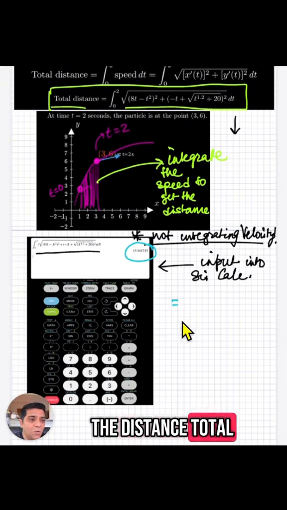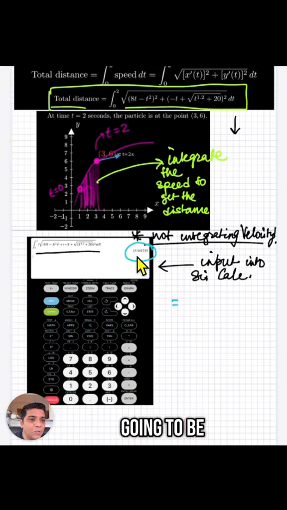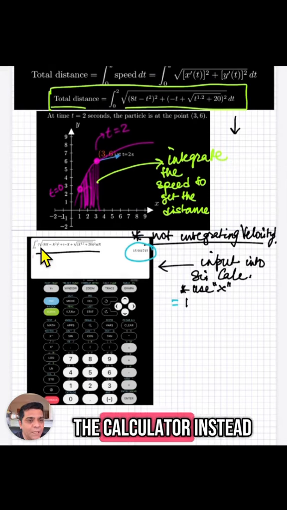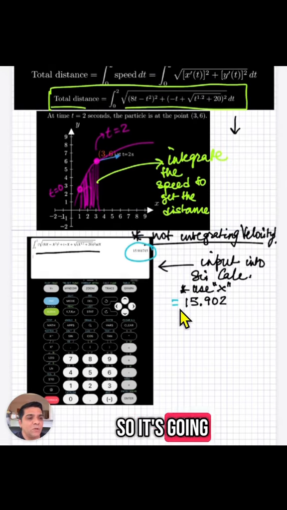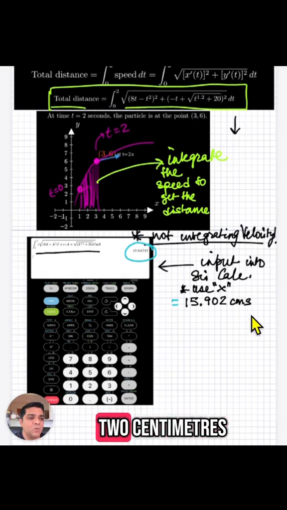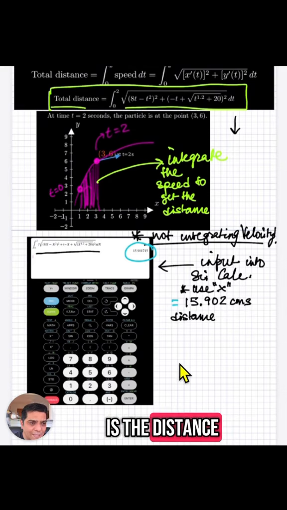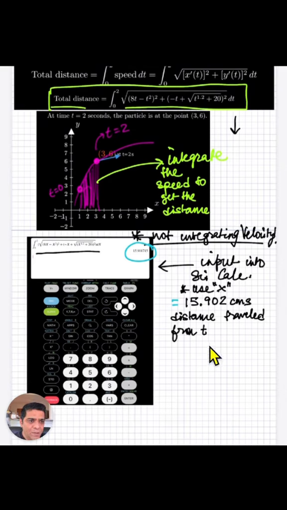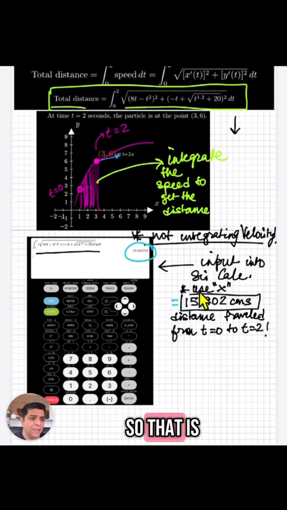The total distance is basically going to be this right here. We use x, of course, in the calculator instead of t. So it's going to be 15.902 centimeters, the distance that has been traveled from t equals 0 to t equals 2. So that is the total distance traveled from t equals 0 to t equals 2.